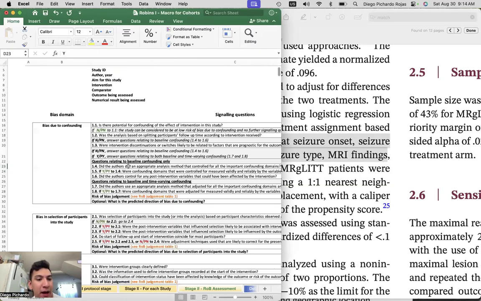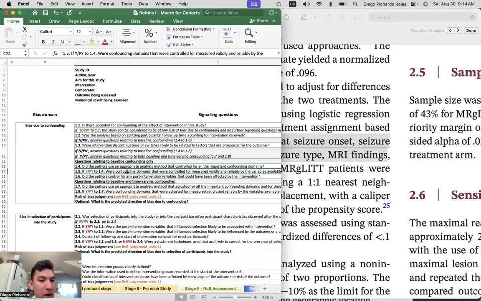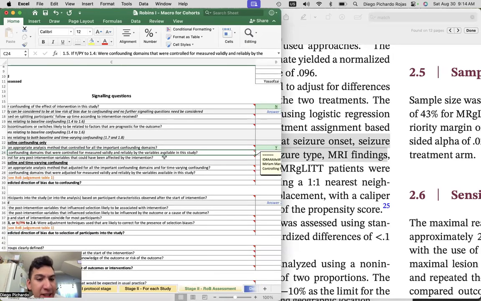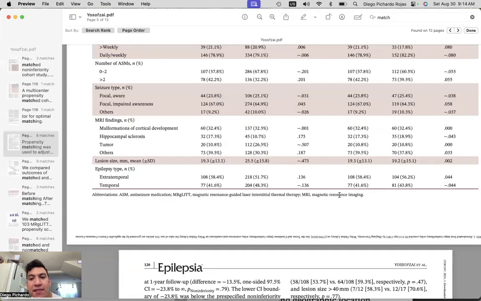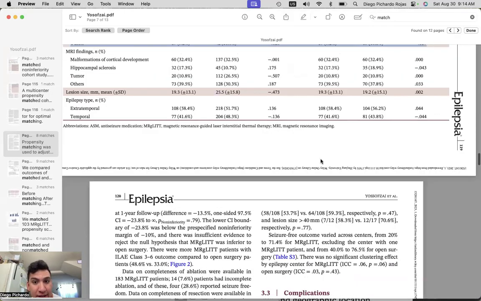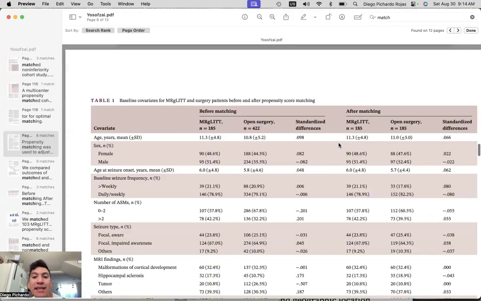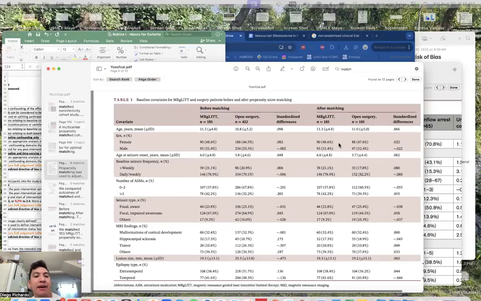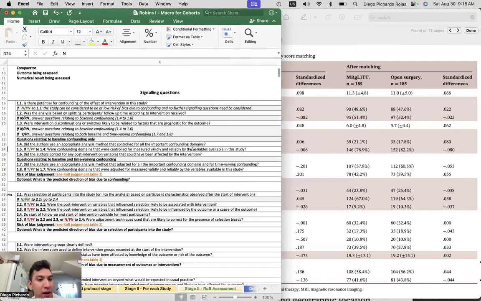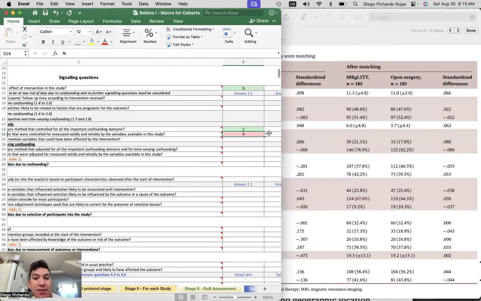Were confounding domains that were controlled for validly and reliably measured by the variables available in the study? Yes, because at the end they did an analysis evaluating the differences, and it was excellent. It was super, super good. So we're going to put no. Sorry, was it reliably analyzed? Yes, it was reliably analyzed.